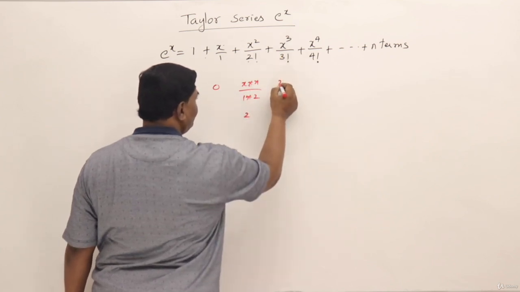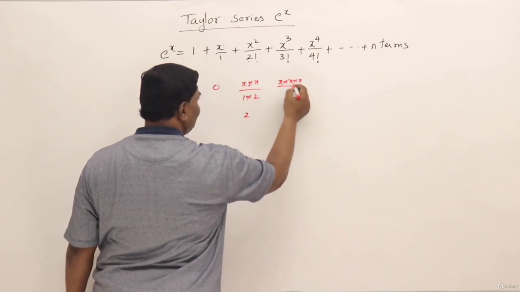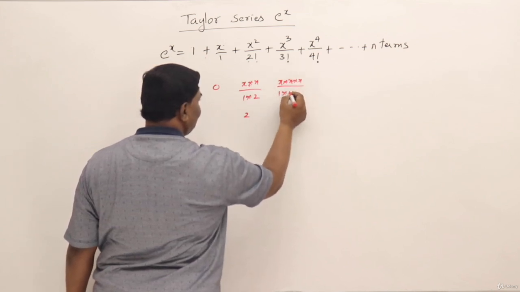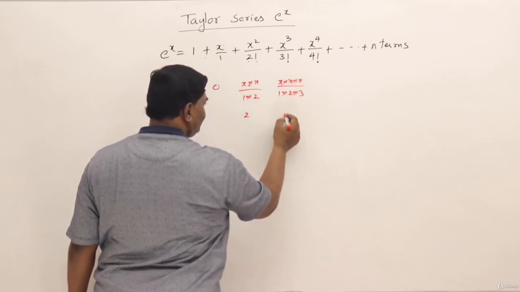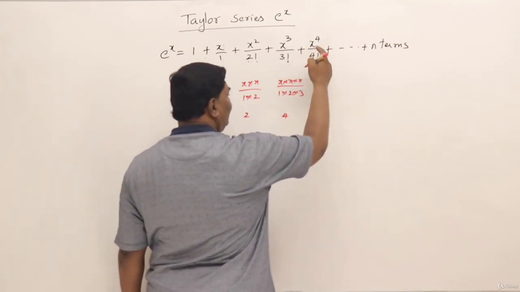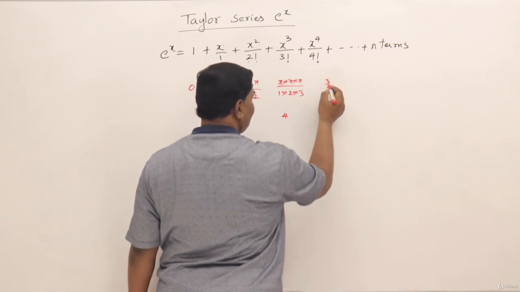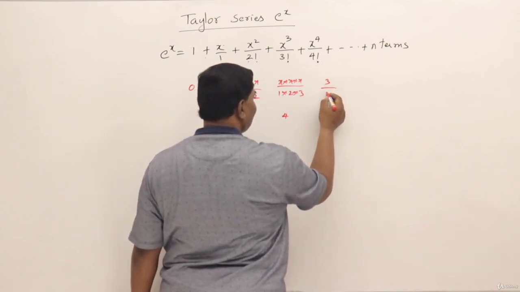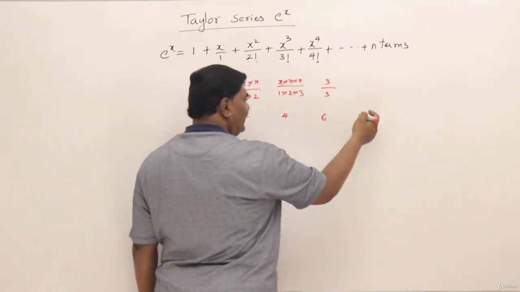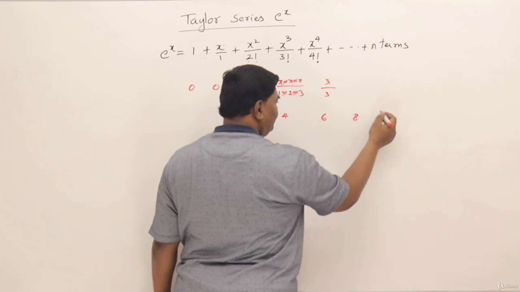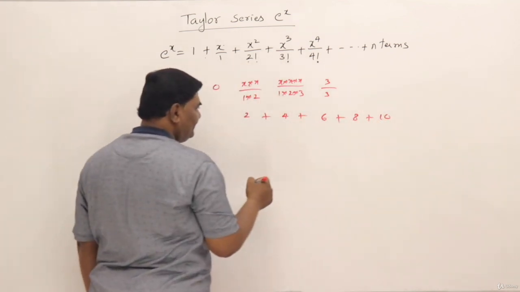And here x cube means x into x into x, so these are 2 multiplications, and this is 1 into 2 into 3, so these are 2 multiplications. Total 4 multiplications are there. Now x power 4 means 3 multiplications will be required in the numerator, and I'm just writing multiplications, and here 3 multiplications will be required in the denominator. This is 6. So the next term requires 8 multiplications and then 10 multiplications. So this is how we are getting the multiplications.